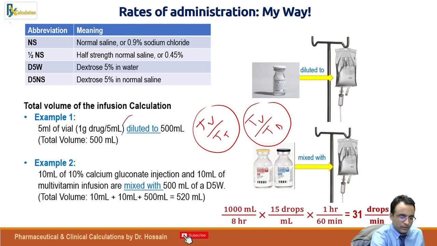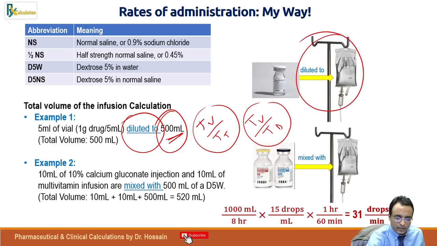If the question says dilute to a specific volume, then that is your final volume. If the question says mix with another solution, then the final volume increases. For example, if you add 5 milliliter to make 500 milliliter, then the total volume is 500 milliliter. If you mix 10 milliliter of the 10% calcium gluconate injection and 10 milliliter of the multivitamins with 500 milliliter, the total volume is 520 milliliter.